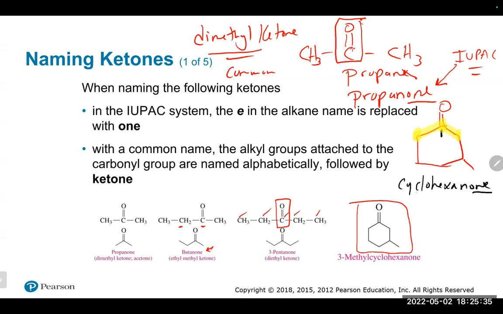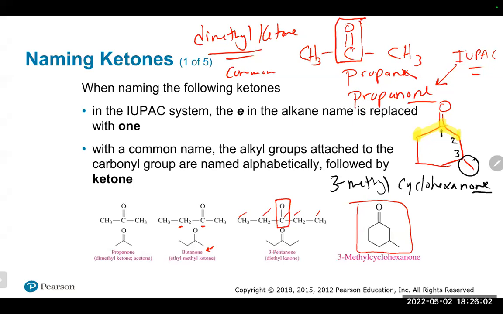So this would be carbon number 1, which means to get to my methyl group here with the smallest number, I need to go clockwise to do that. If I went counterclockwise, I would have a bigger number. So I want to go clockwise here, which would be 2 and 3. And that is how we get to 3-methylcyclohexanone. Any questions on that there?